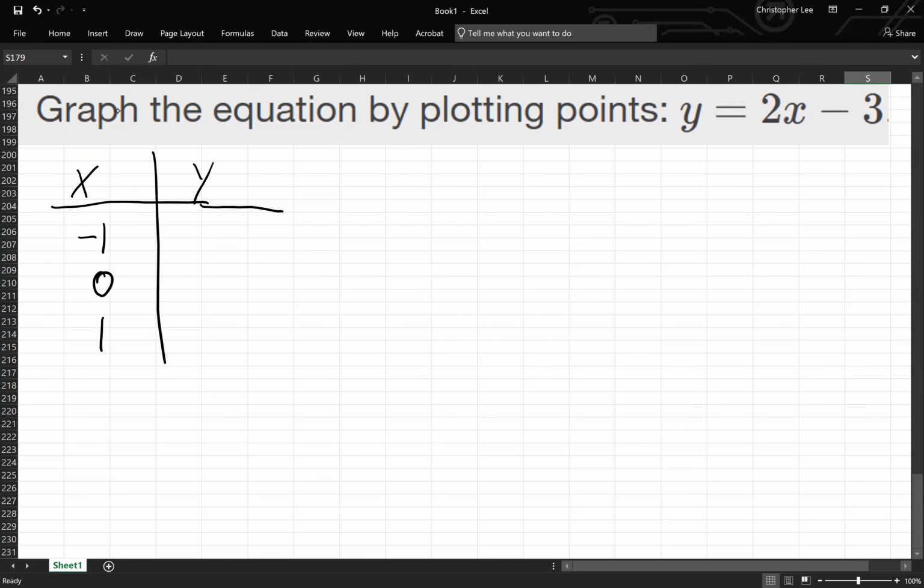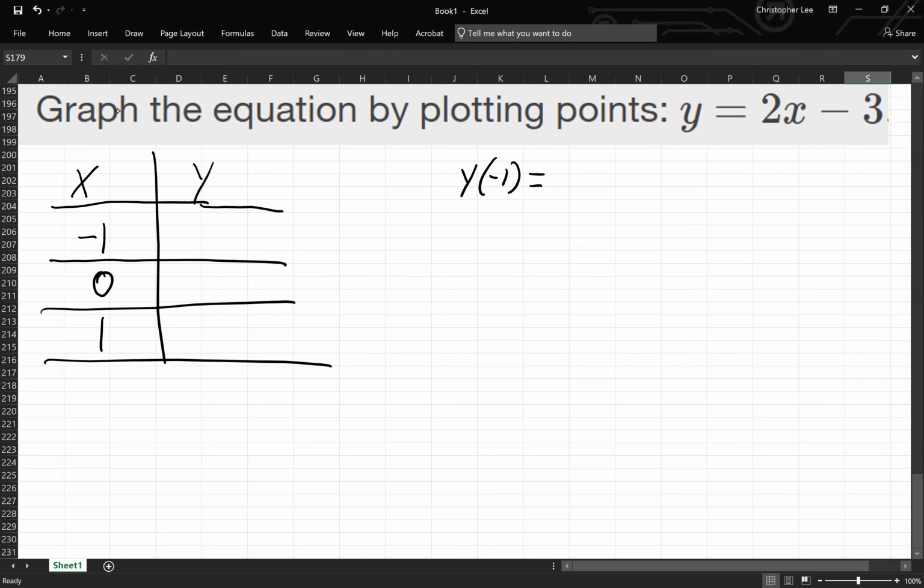So that being said, what's my y value going to be? Let's plug it in. All right. So if I want y of -1, what am I doing? I'm just plugging in -1 for x. Any random number. Doesn't matter. I just like -1, 0, and 1. But you can do whatever you want.